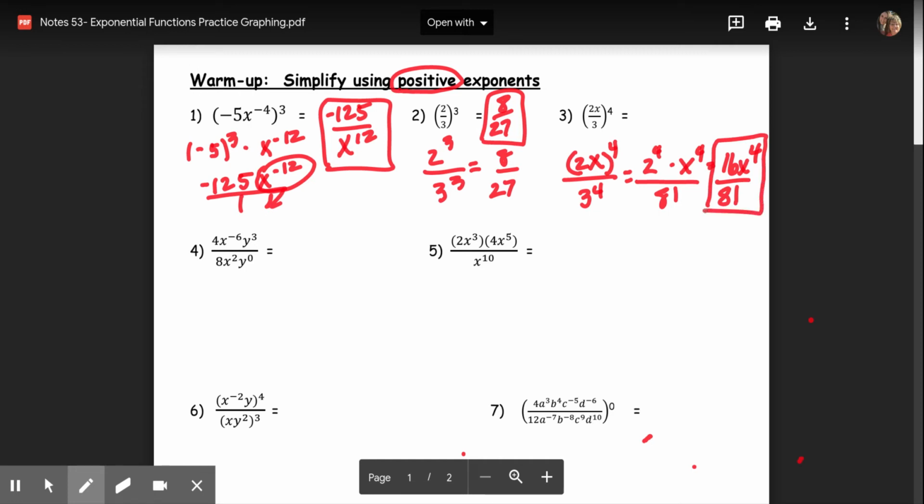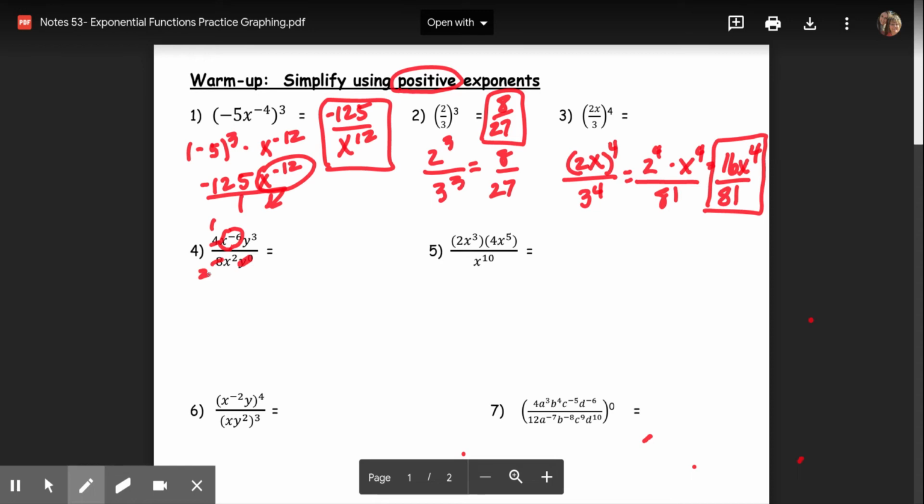On number 4, let's see a few things we can do. We can take this negative exponent and move it down below. And in the denominator, y to the 0 power, that's basically just 1. So we can just kind of cancel that out. So another thing is, I don't know if you can see this, is that 4 and 8, 4 divided by 8 is 1/2. So we can go ahead and make a 1 there and a 2 there.